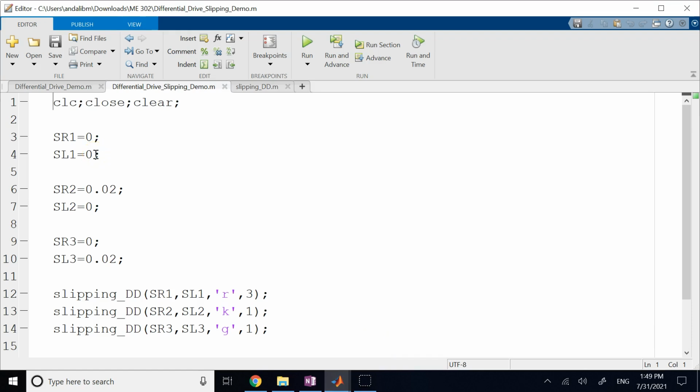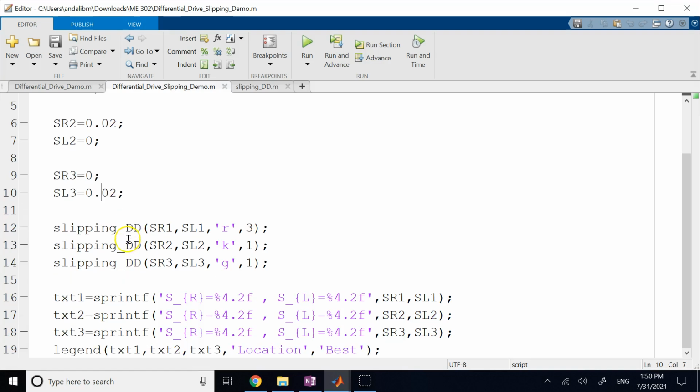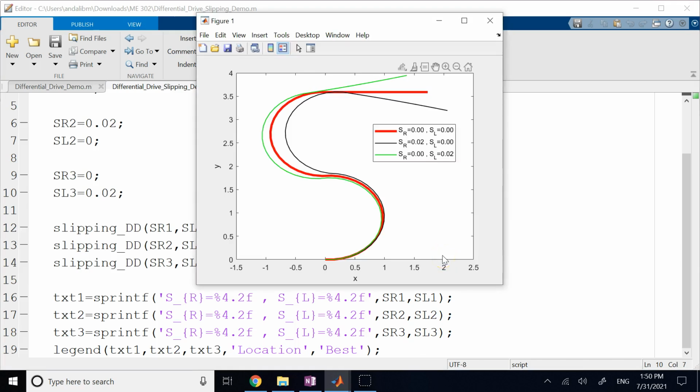So I show you separate scenarios here. Scenario 1, there is no slipping under any tire. Scenario 2, there is 2% slipping on the right tire. Scenario 3, there is 2% slipping under the left tire. And I show each one of them in a separate color. So here, the one in bold red font is the no slipping case. It is the same path that I used in the previous simulation: turning left, moving forward, turning right, moving forward, and going straight. Then I change it, where in the black one, the right tire has some slip.